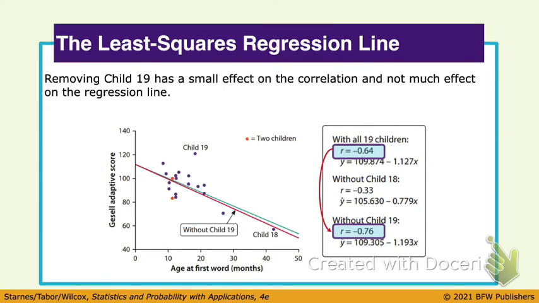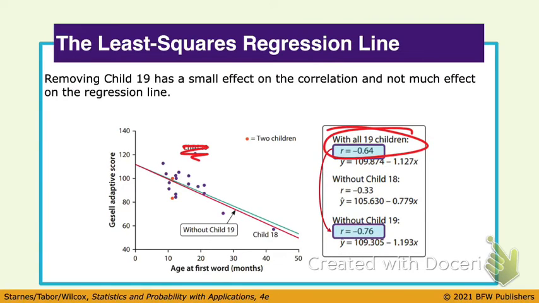With the child, the correlation is negative 0.64. If I take the child out, it gets stronger because I am removing that kid. Make sense? And again, look at the difference in the line. The line just kind of moves, but not a ton. It just moves up a little bit. So there's not a ton of effect on the regression line.